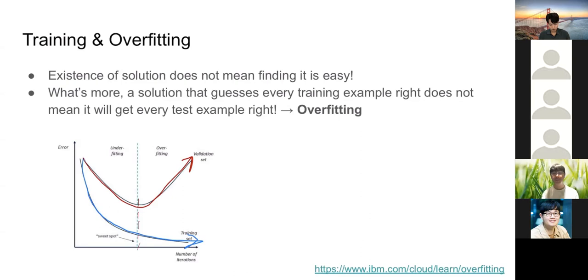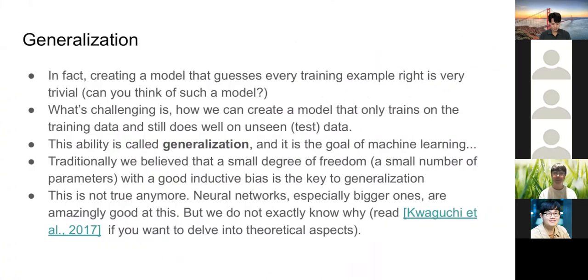So when it gets a lot of training examples right, but doesn't get a lot of validation examples right, then you call that behavior overfitting. And that's why machine learning is really hard, because creating a model that guesses every training example right is very trivial and very easy. So can you think of such a model?